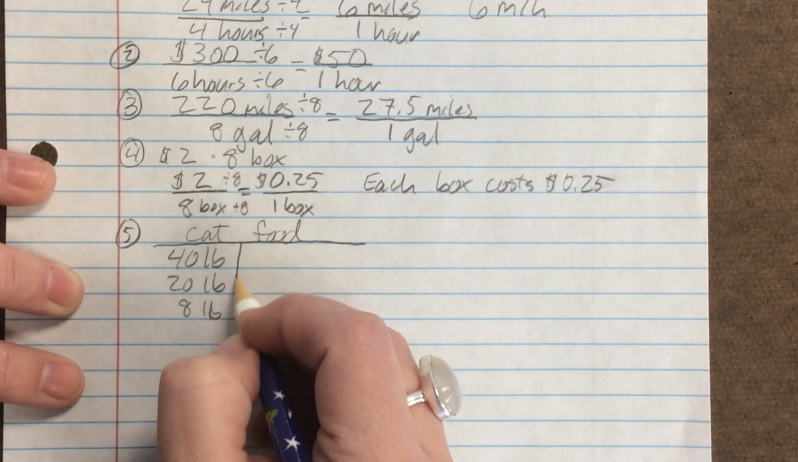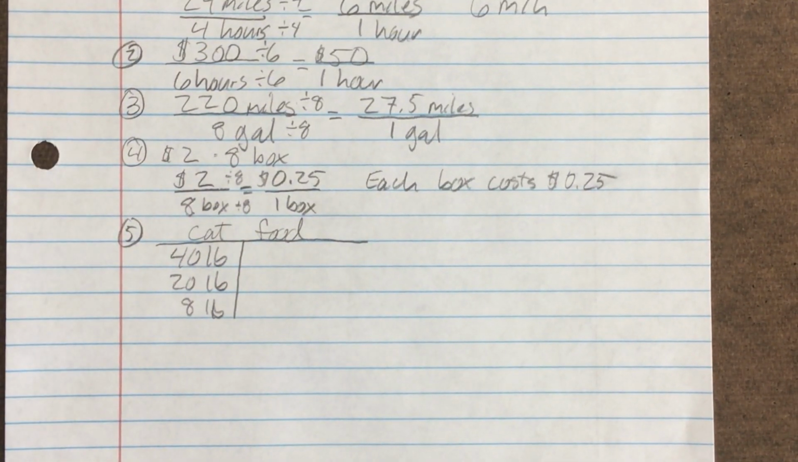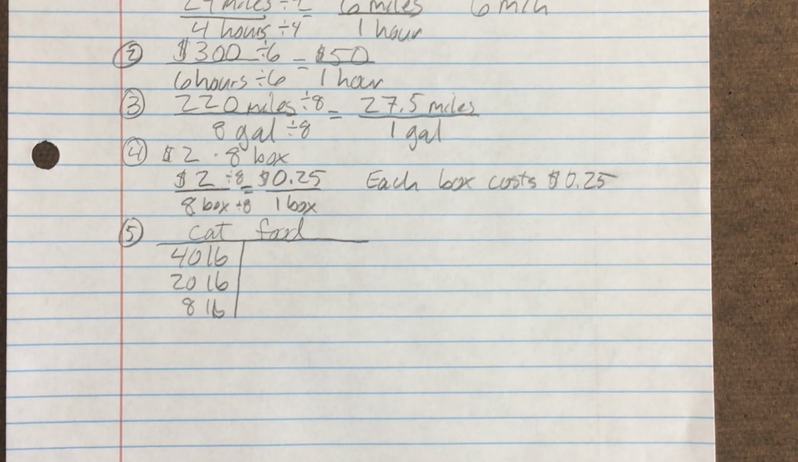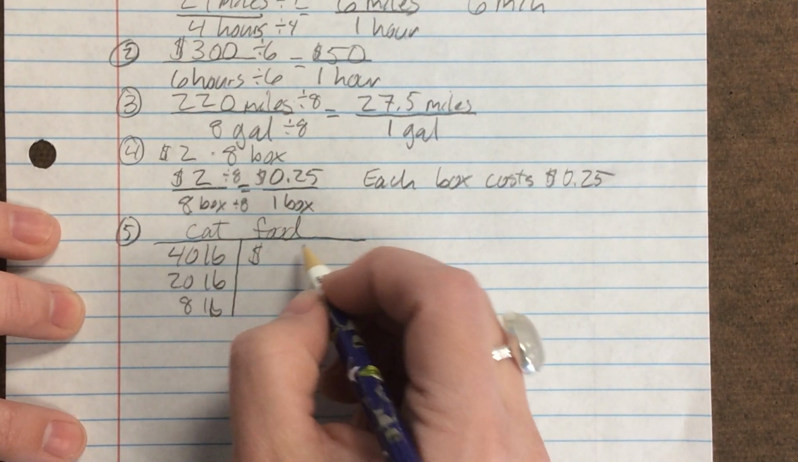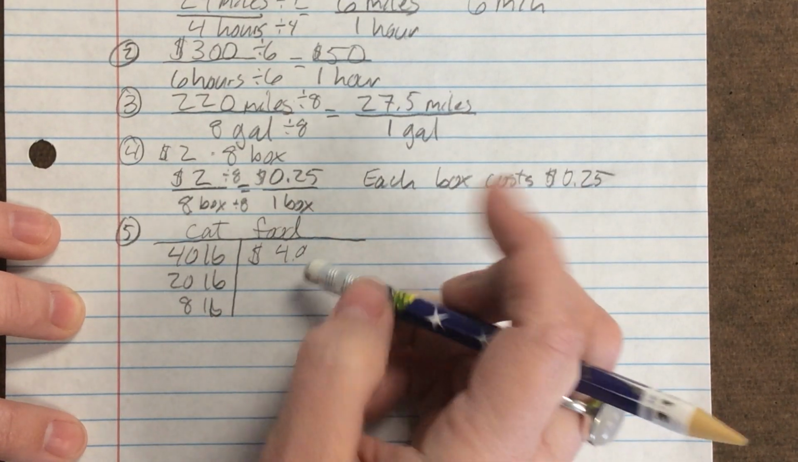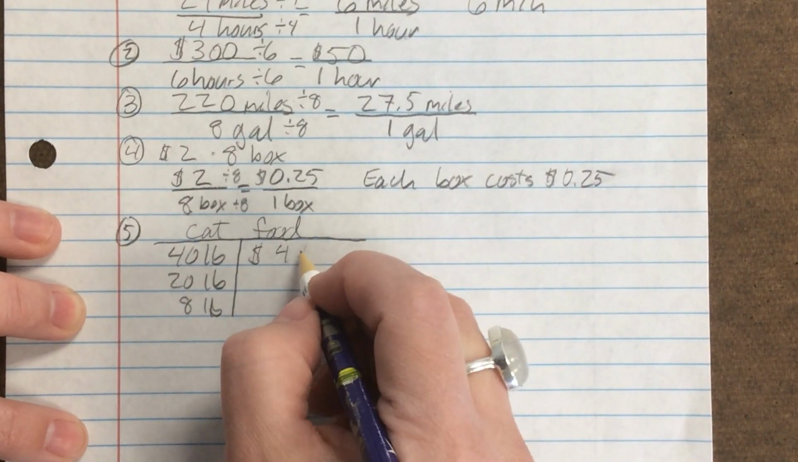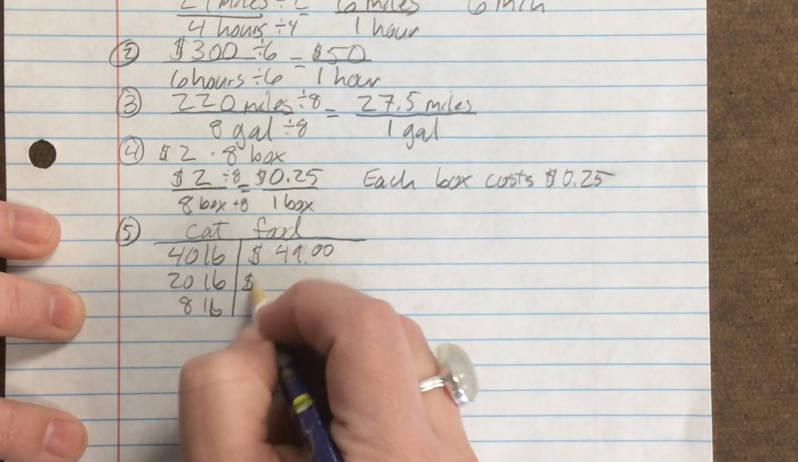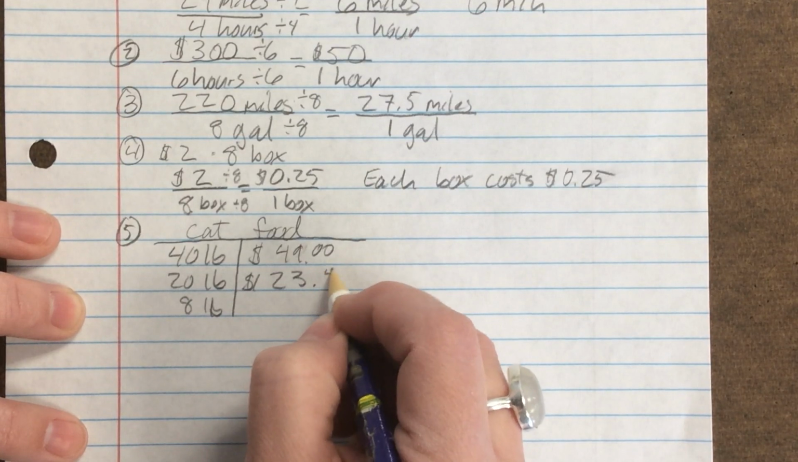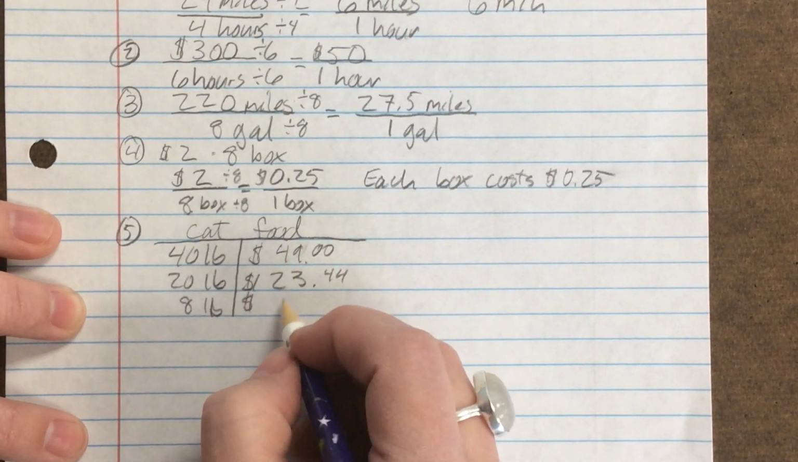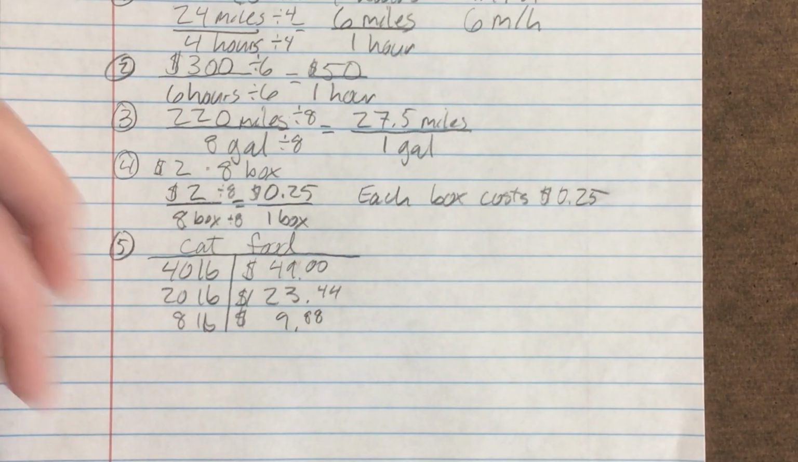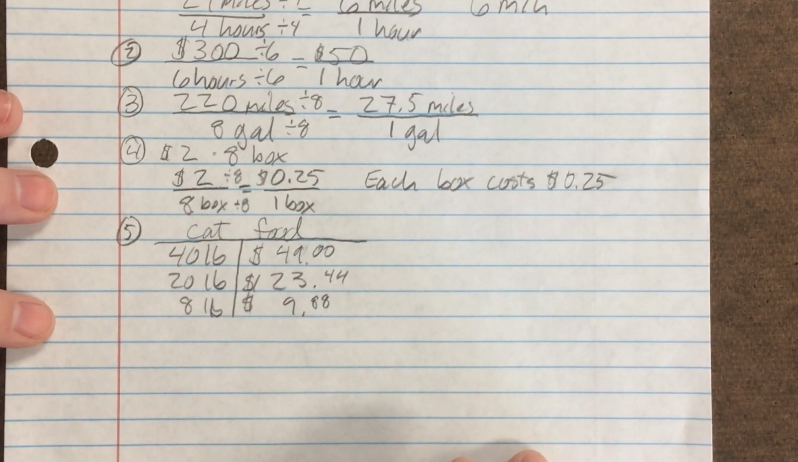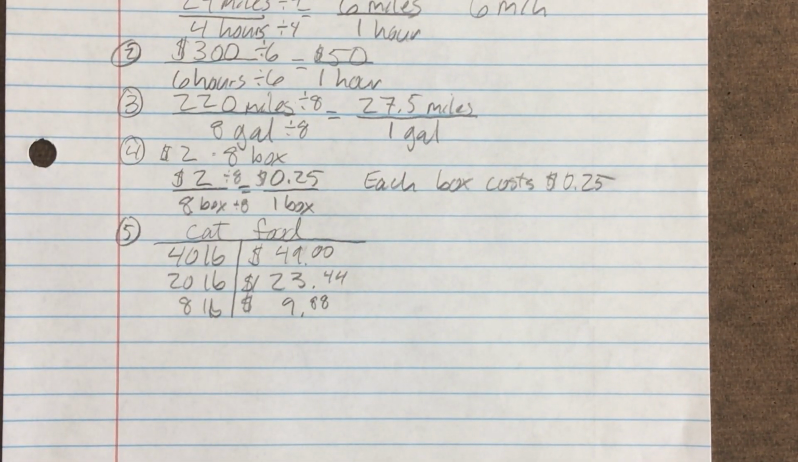Okay, now the world has kind of taught us that the bigger package we get, the better value. But now that that's well established, they like to mess with you. And so to find out the best value, you want to find the unit price. So for the 40-pound bag, it's $49. For the 20-pound bag, it is $23.44. And for the 8-pound bag, it is $9.88.